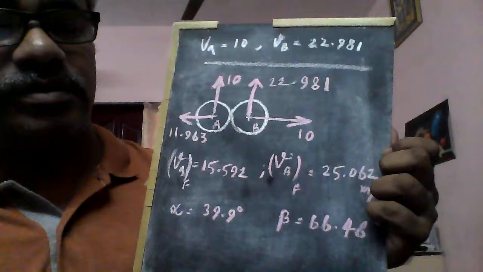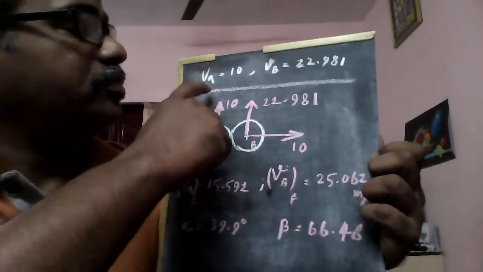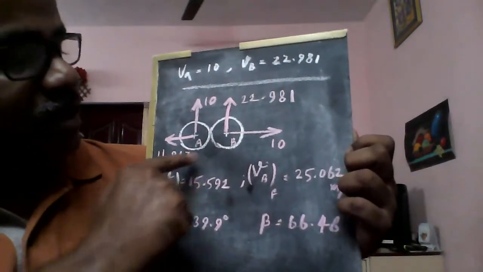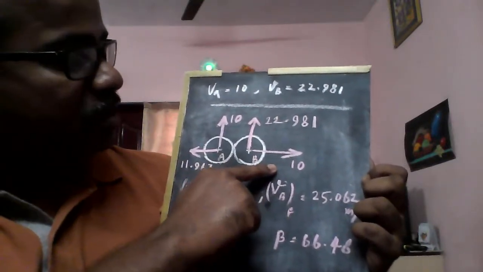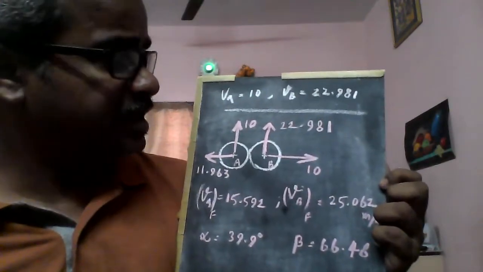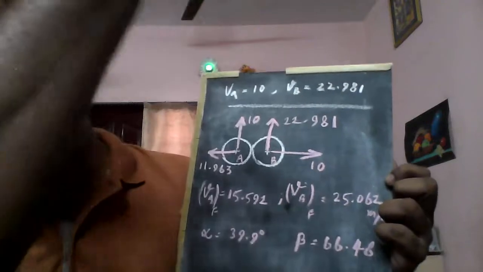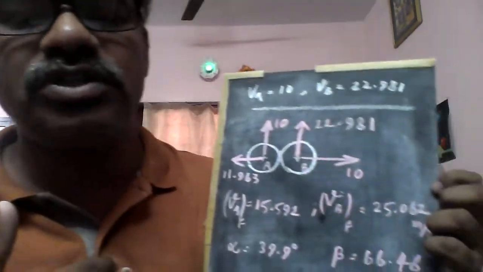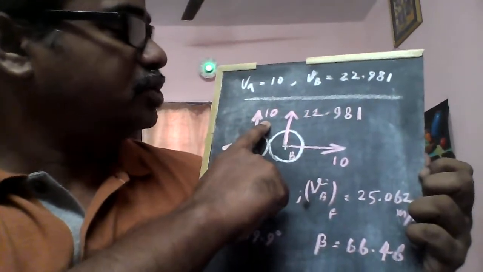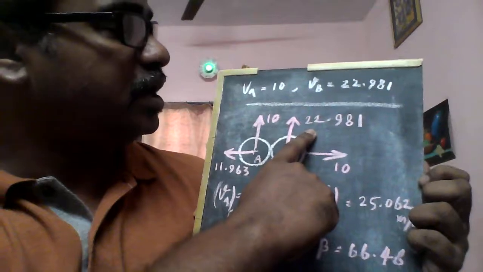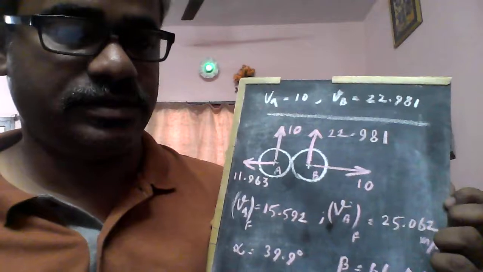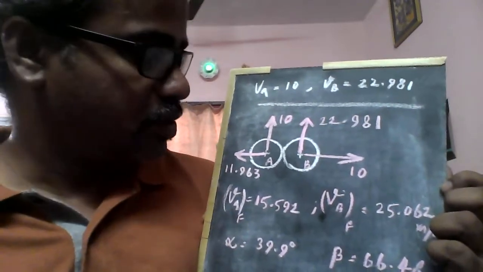So after impact, the horizontal component of VA will be in the negative direction, that is 11.93. The horizontal component of B will be positive 10. What is the vertical component? The vertical components that we resolved in the original problem are unchanged: this is positive 10, and this is positive 22.981. So you have got two components after impact for each ball.